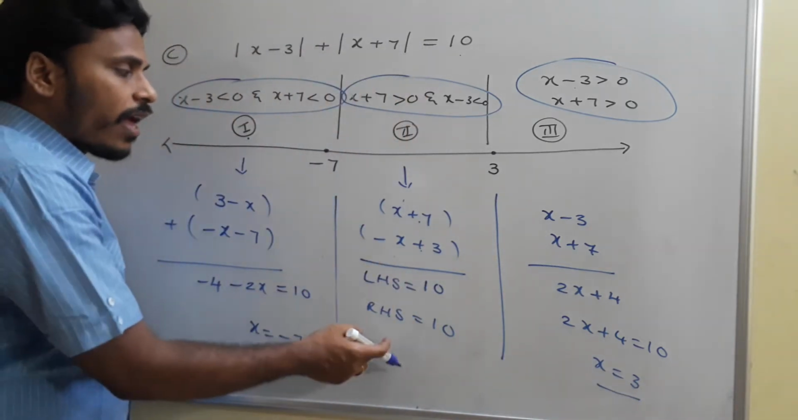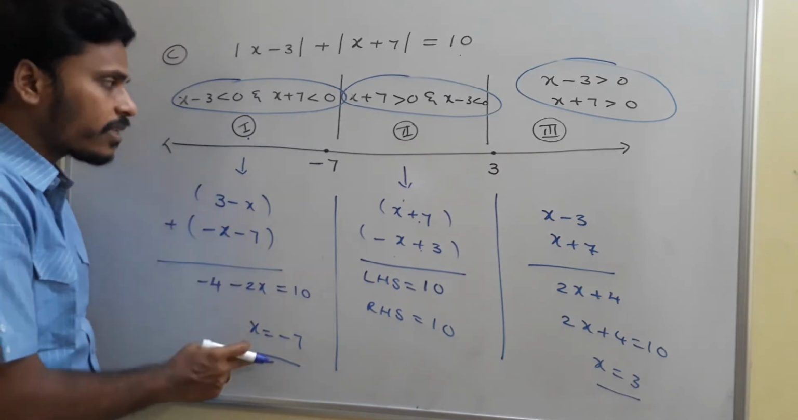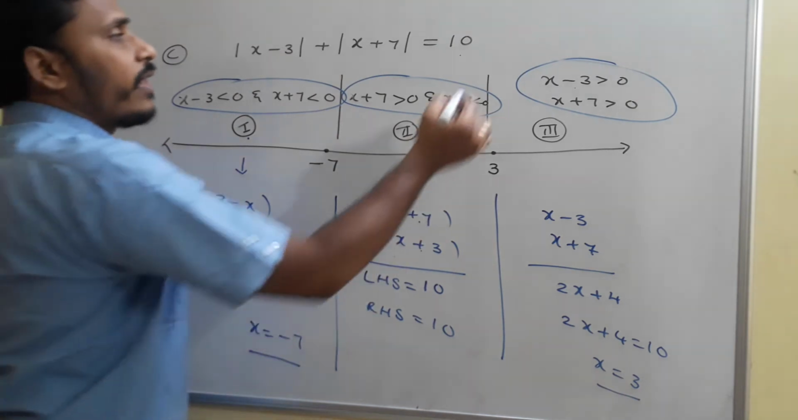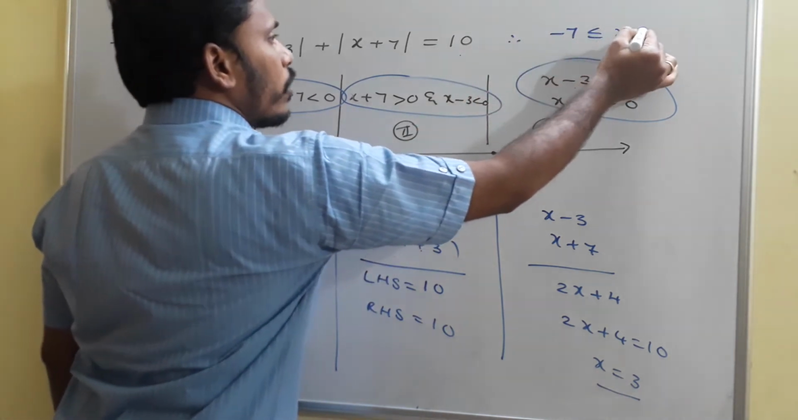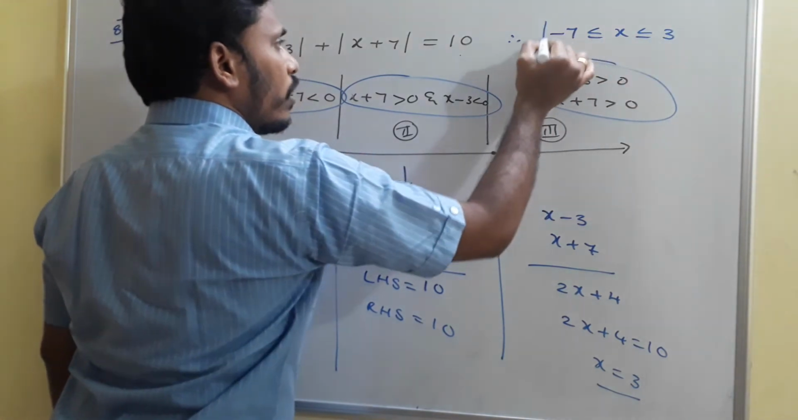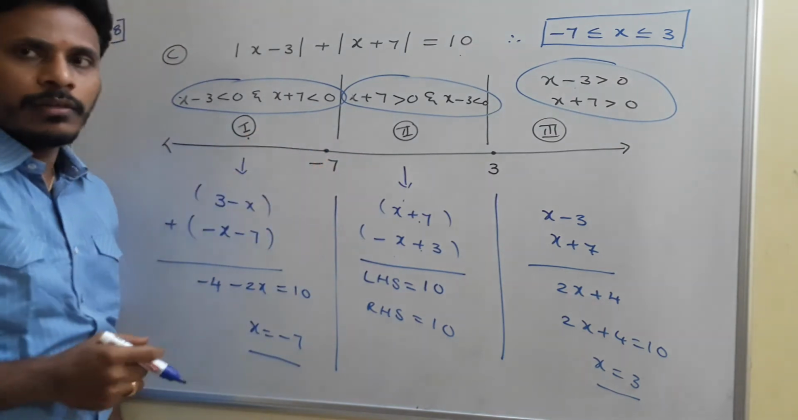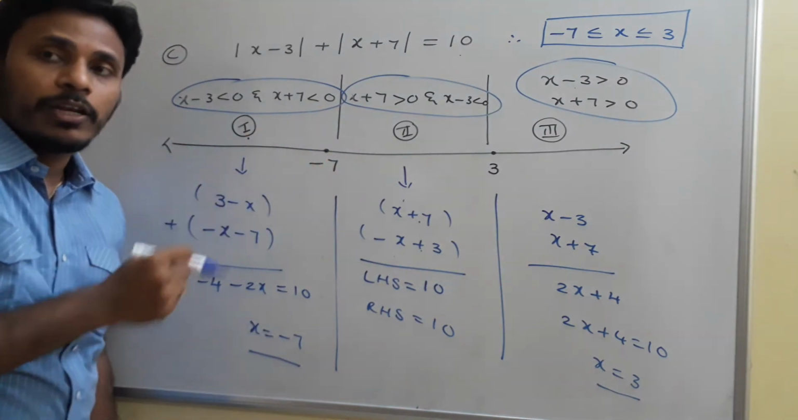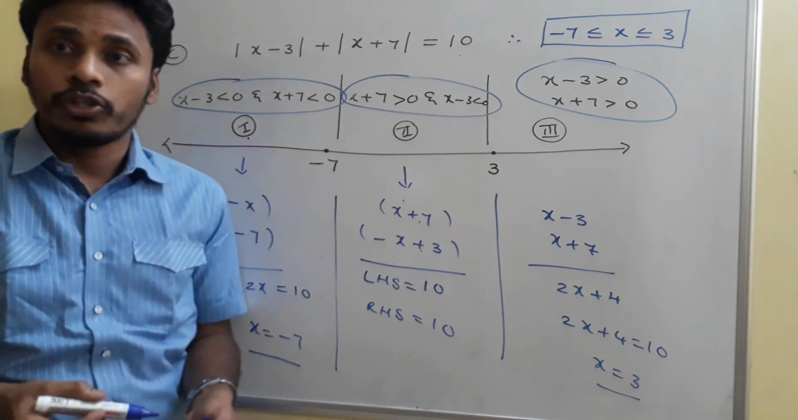So from the middle region, every number between minus 7 and 3 is a solution. From the first region, minus 7 is a solution. And from the last region, 3 is a solution. At the end, the answer for this problem is minus 7 less than or equal to x less than or equal to 3. So for this problem, the solution is a region from minus 7 to 3. For some other problems, we may get some particular values as a solution, and for some problems, we won't get any solution also.